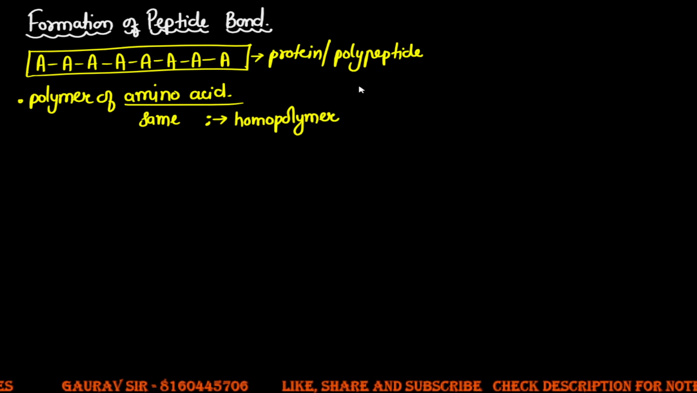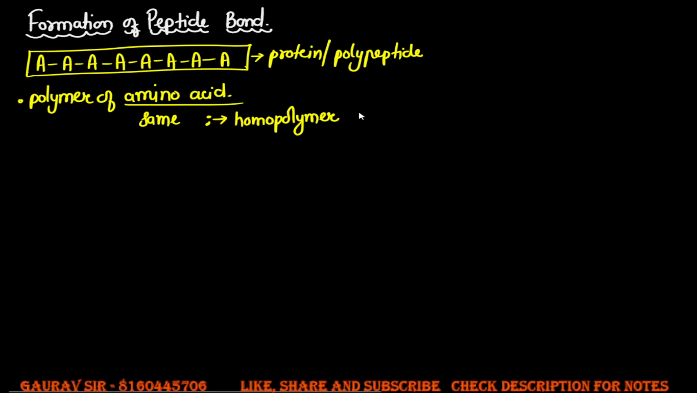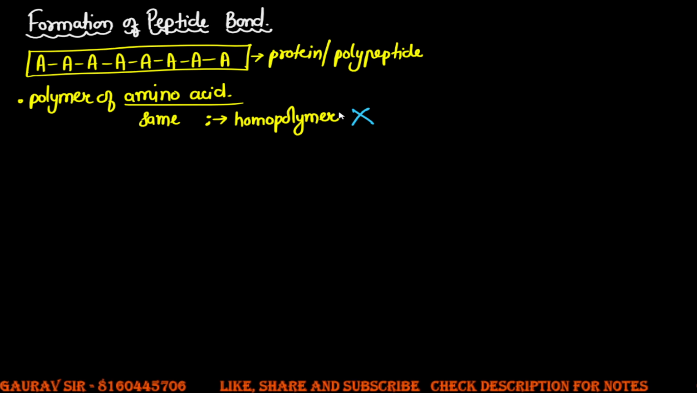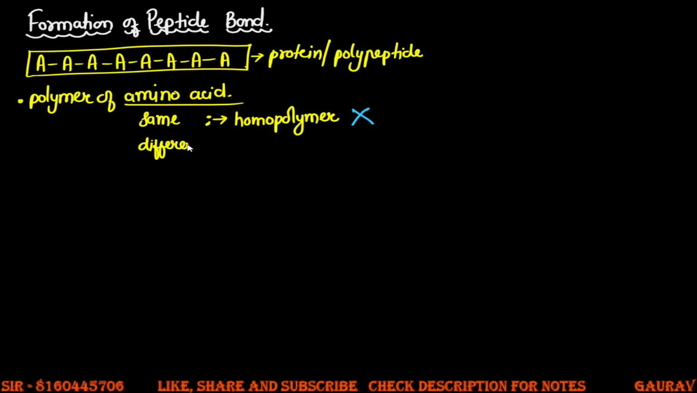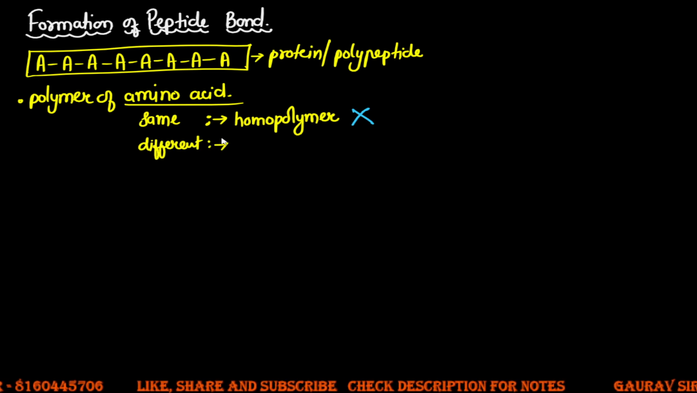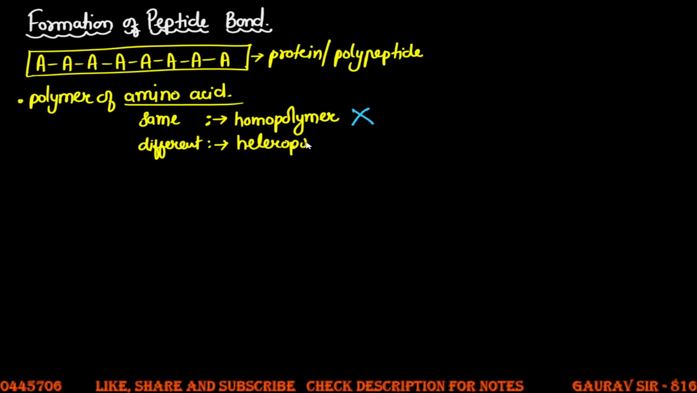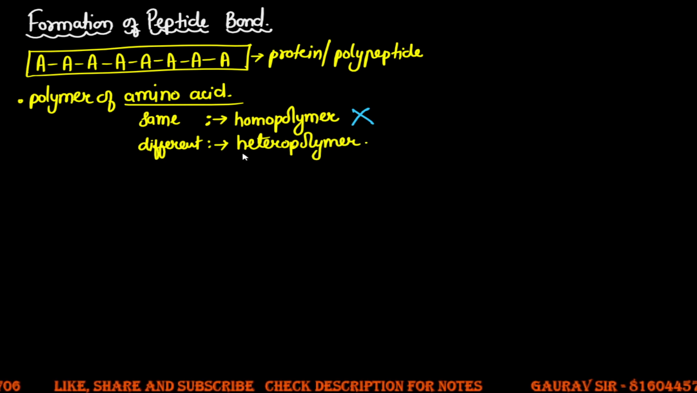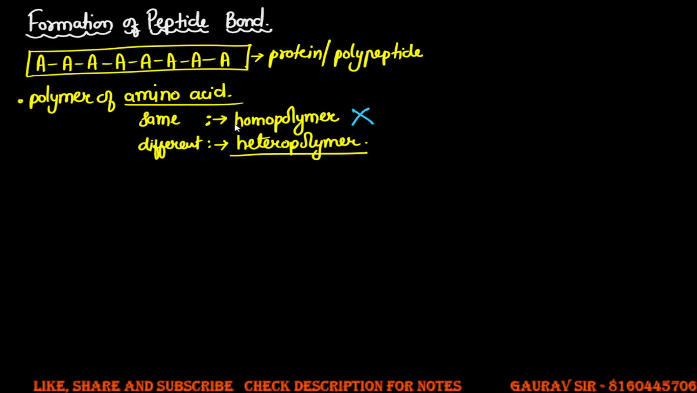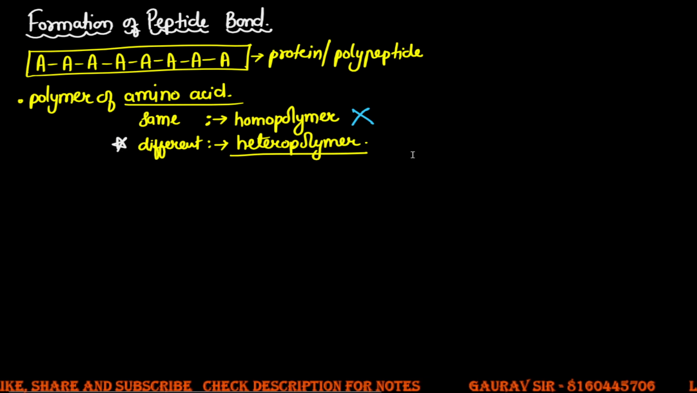However, that is not the case. You will never have a protein which has all the amino acids the same in its structure. At least for the time being, we do not have such a protein which is a homopolymer in nature. If the amino acids are different in the chain, then you call such a protein a heteropolymer, or you can also call it a copolymer. All the proteins that you see around you are heteropolymers.